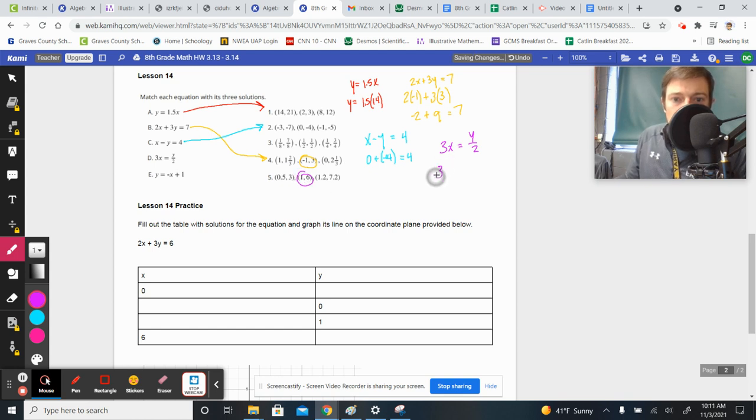So 1 for x and 6 in y's place. Well, half of 6 is 3, and 3 times 1 is 3. So I feel pretty good about that one. Let's try one more just to be safe.